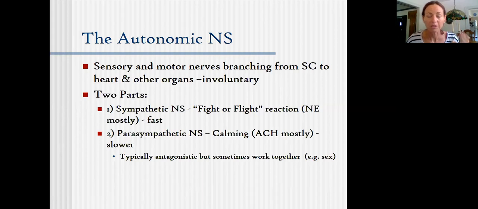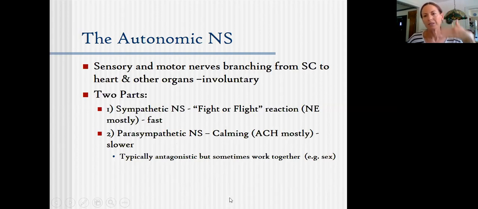The autonomic nervous system gets further divided into two different types of nerves. One is the sympathetic nerves, and the other is the parasympathetic nerves. So we call that the sympathetic nervous system and the parasympathetic nervous system. The sympathetic nervous system is involved in the fight or flight reaction. We're going to use norepinephrine, which tends to be a real excitatory neurotransmitter. It acts very fast, and that is when we get stressed out. The parasympathetic nervous system is when we're trying to calm down. That's going to use mainly acetylcholine.